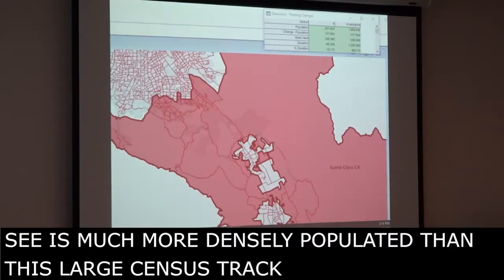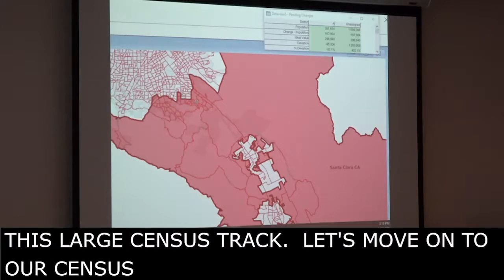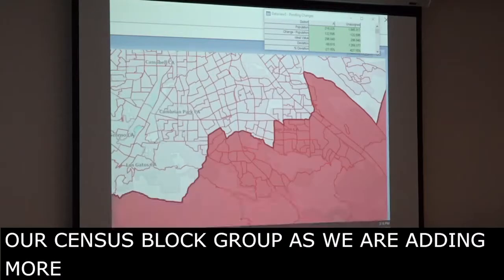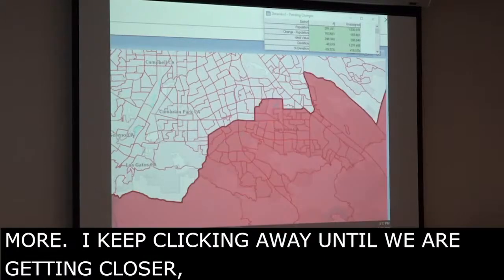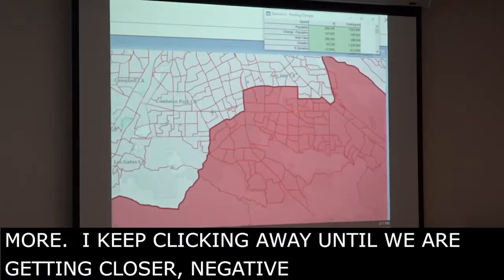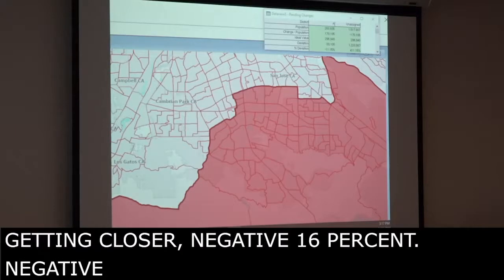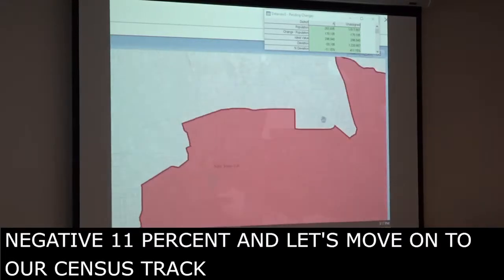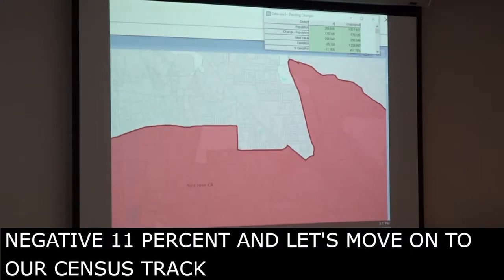Let's move on to our census block groups as we're adding more. Keep clicking away till we're getting a little bit closer. Negative 16%. All right, negative 11%, and let's move on to our census blocks, please excuse me.